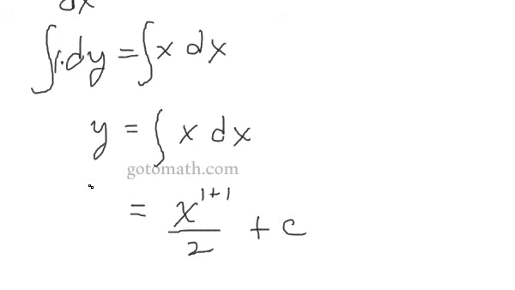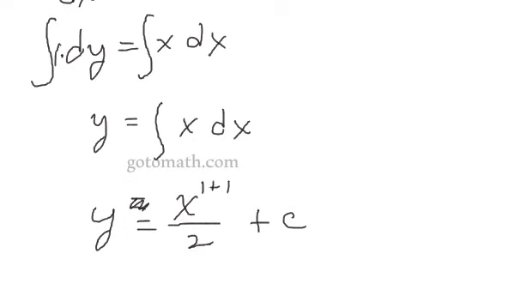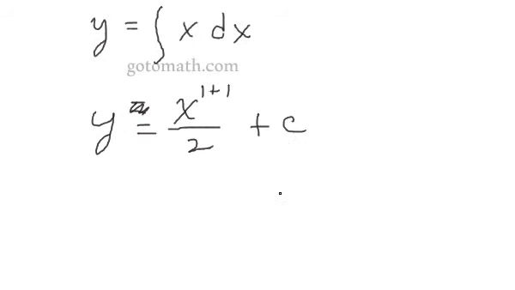So this is the general solution to the differential equation, or this is the antiderivative of x. Write my equal sign down here. All right, so this is one of the rules. You add to the exponent and then take the exponent and bring it down into the denominator. So this becomes x raised to the second power over 2 plus c is equal to y.